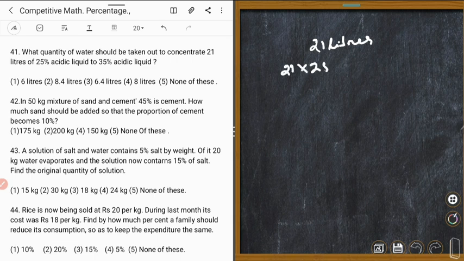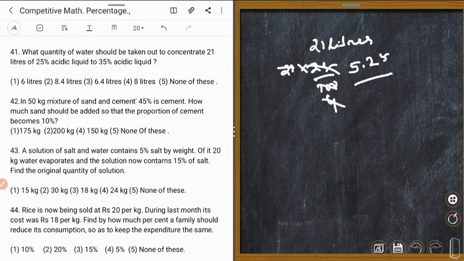21 into 25%, that is 5.25. So 5.25 liters is the acid and the rest is water. So it is the 25% of 21 liters.